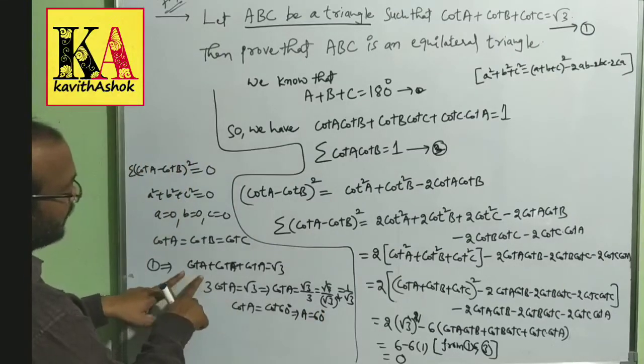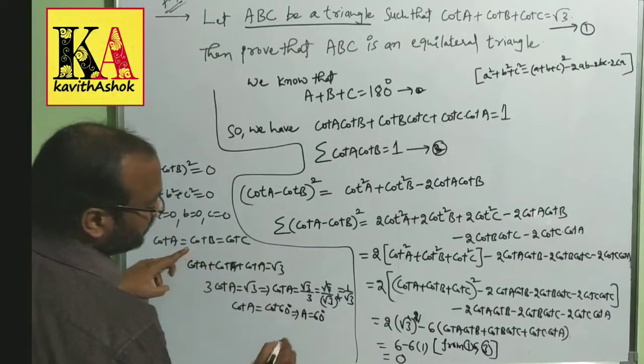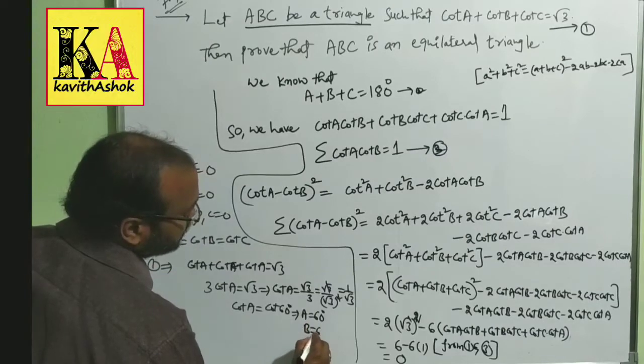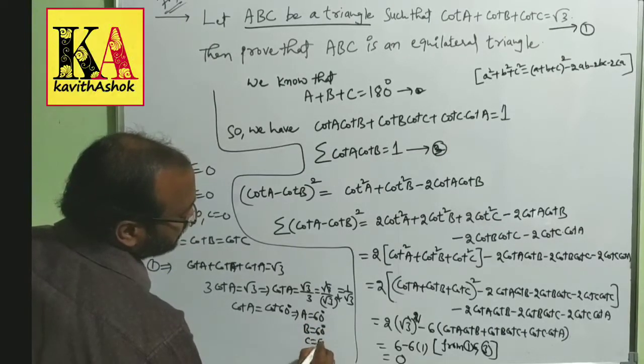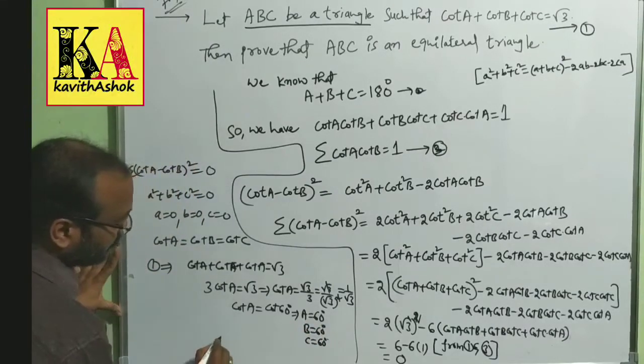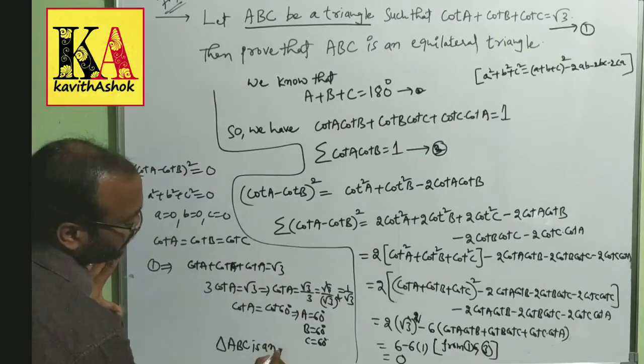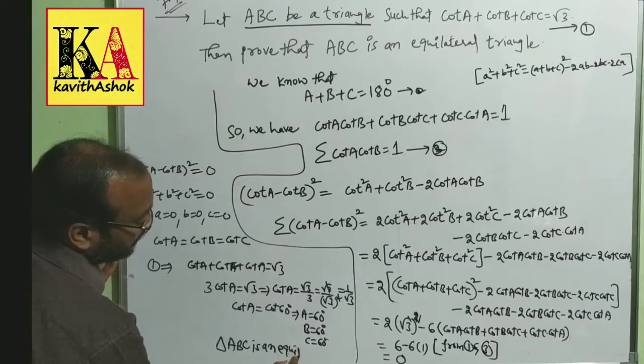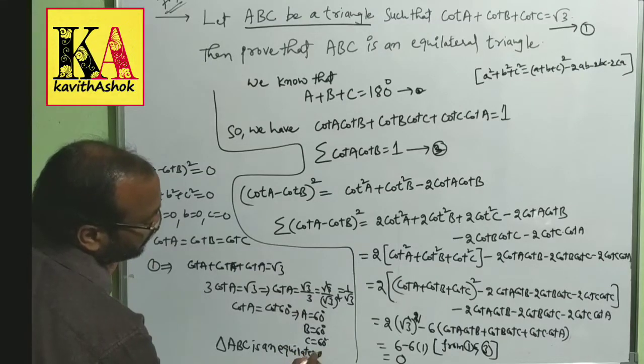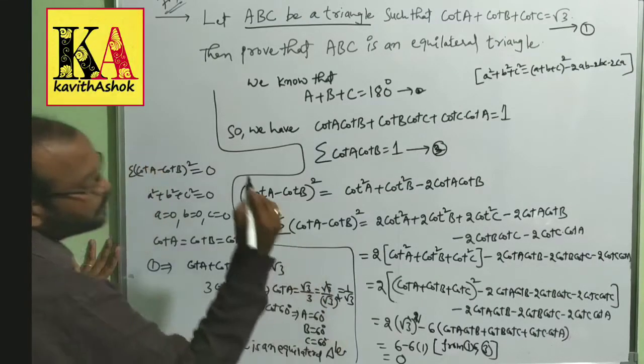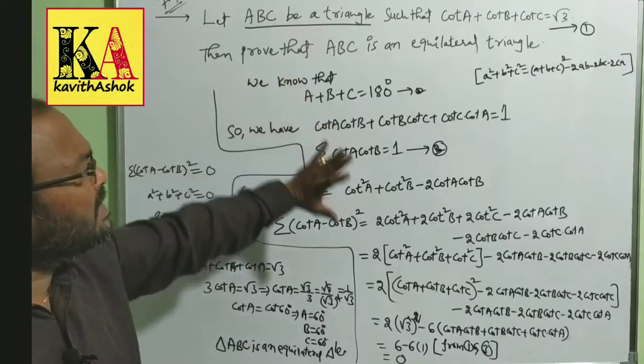Then automatically cot A is equal to cot B is equal to cot C. A is equal to 60 degrees, B is also 60 degrees, C is also 60 degrees. So finally what we can get here? Triangle ABC is an equilateral triangle.